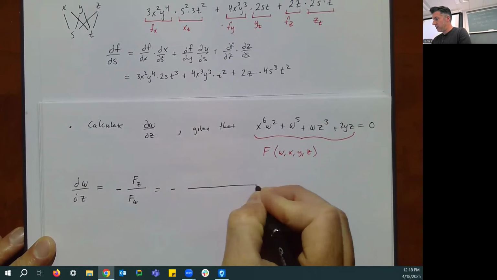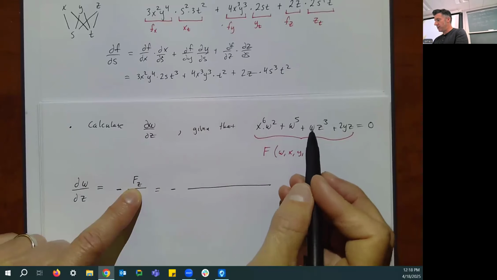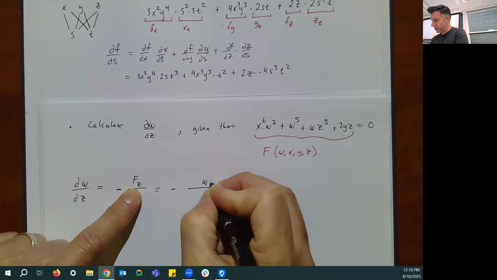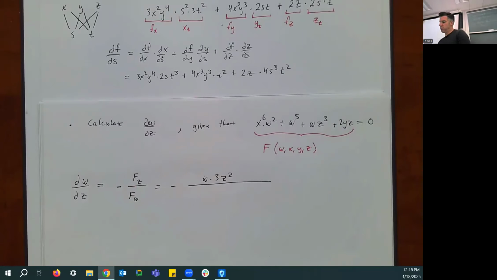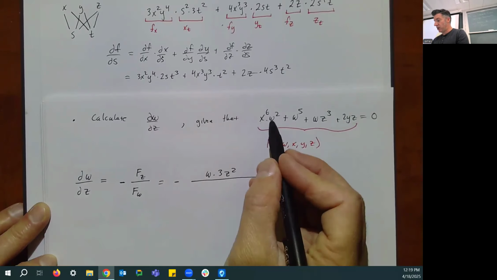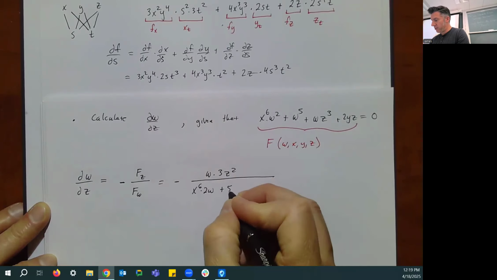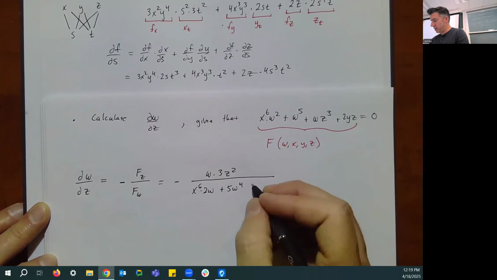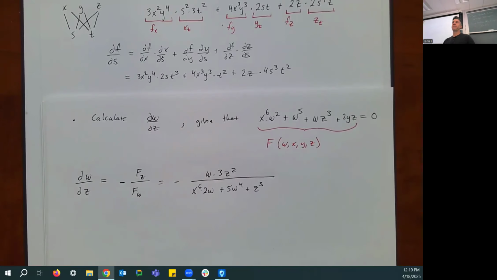So we're going to get, let's see. On top, our f_z is going to be 0 plus w times 3z squared plus 0. Great. Couldn't be any better, really. On the bottom, my f_w is going to be a little more complicated. We're going to get x to the 6 times 2w plus 5w to the 4th plus 1 times z cubed plus 0. Done. That's it. There's nothing else to do. You could do this the long way. You should not do it the long way.